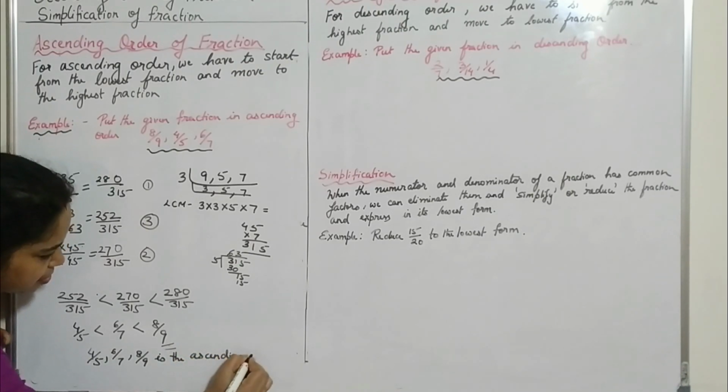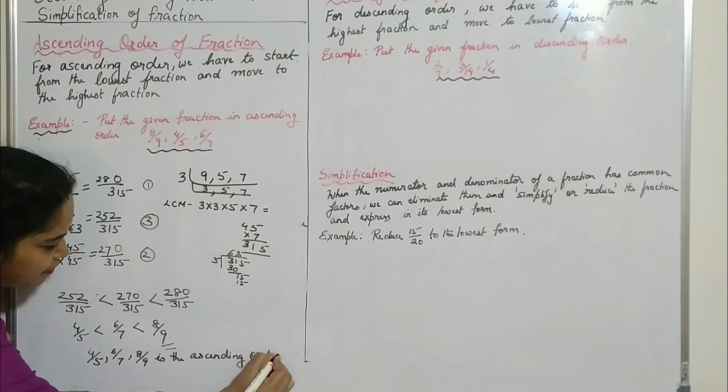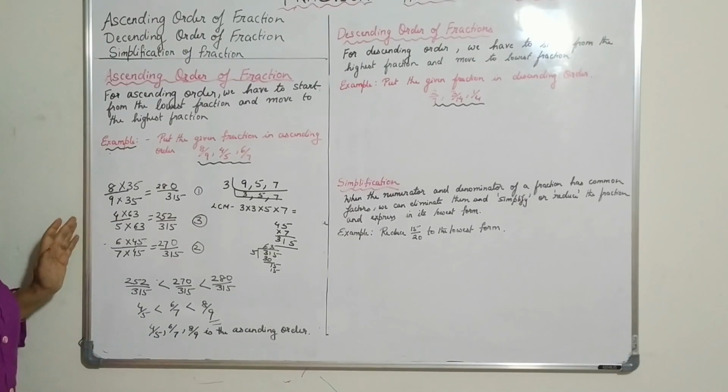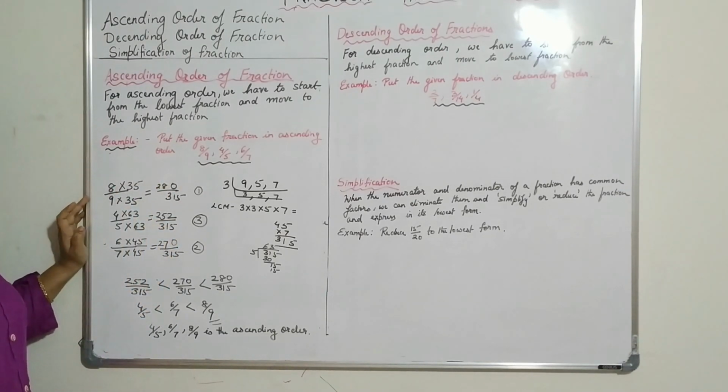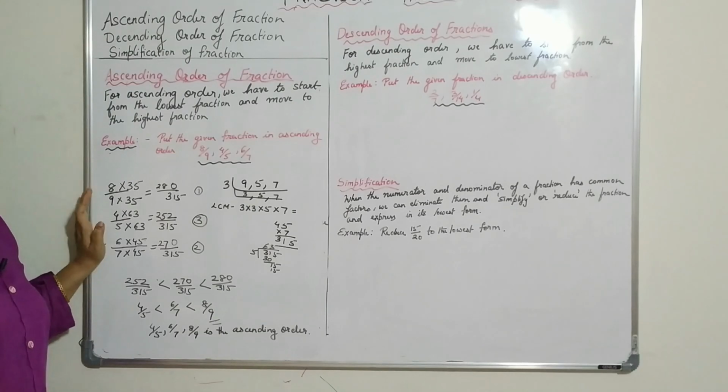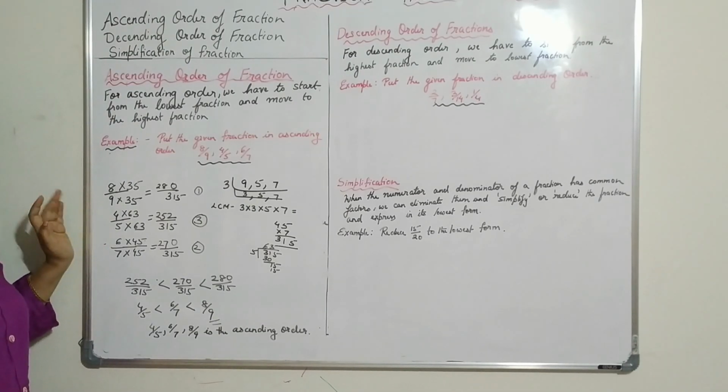Ascending order of the given fraction. I hope this is clear how to find the ascending order. If three or four, or any number of fractions are given, you can arrange the fractions in ascending order this way.